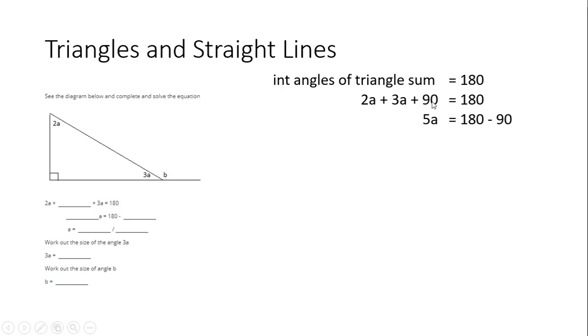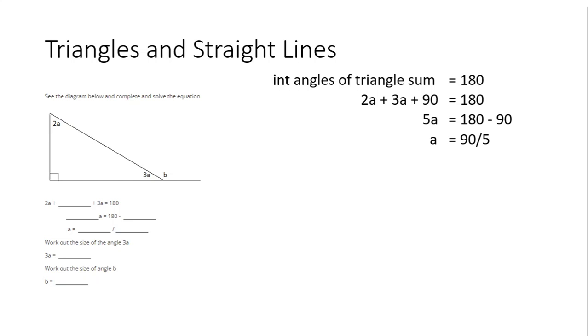And I've sent my 90, which was plus, across to the other side, so it's minus, just so that I can try and get my 5A on its own, so I can find out what A is. 180 minus 90, that's 90. So I'm going to do A is equal to 90 divided by the 5. See, I've moved my 5 that was multiplying the A to the other side, and now it's dividing. Right, so A must be, oops, I haven't worked that out yet.